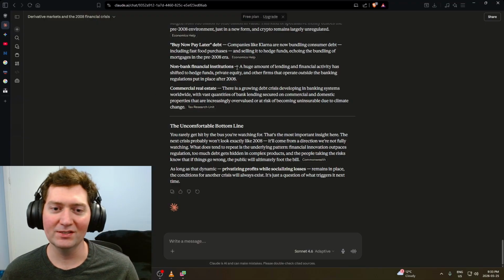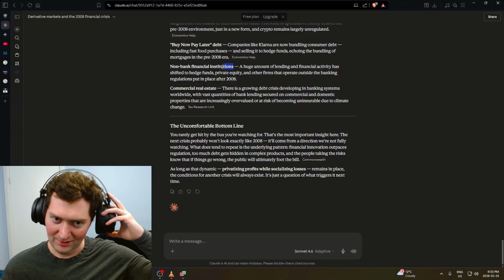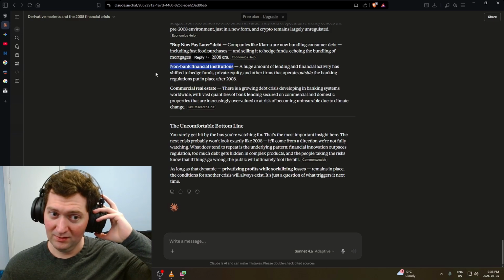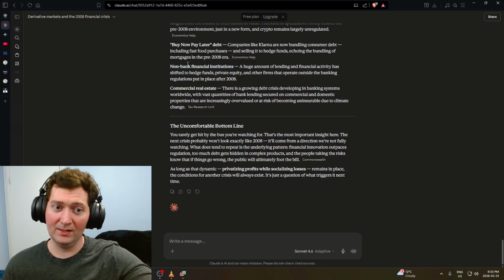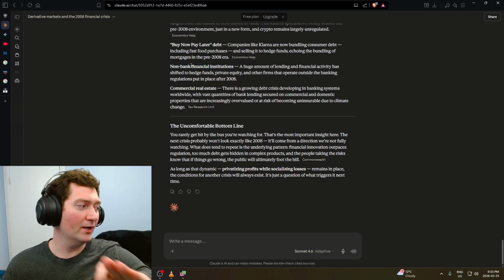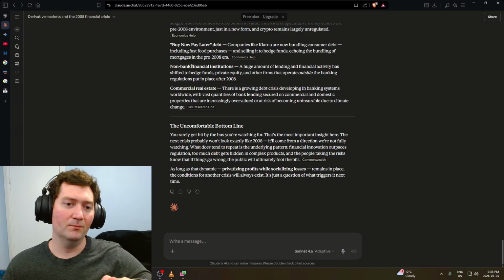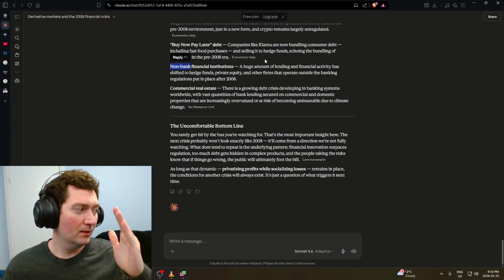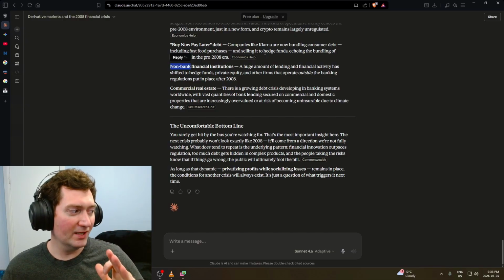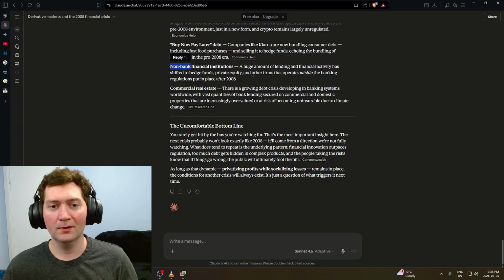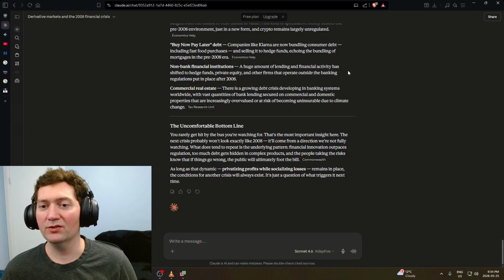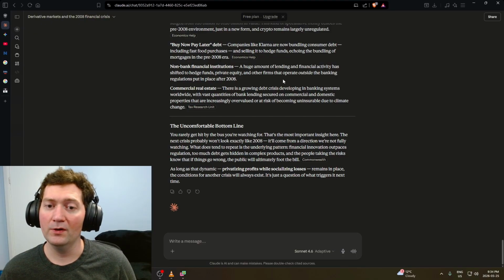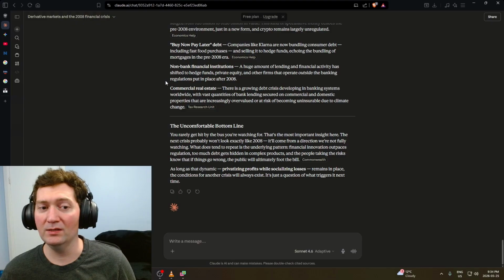Non-bank financial institutions. The non-bank means that they're not under the same regulations. They function like a bank, but they call themselves a non-bank. A huge amount of lending and financial activity has shifted to hedge funds, private equity, and other firms that operate outside the banking regulations put in place after 2000.